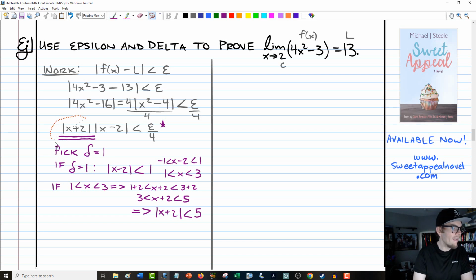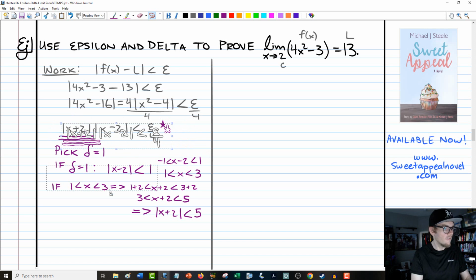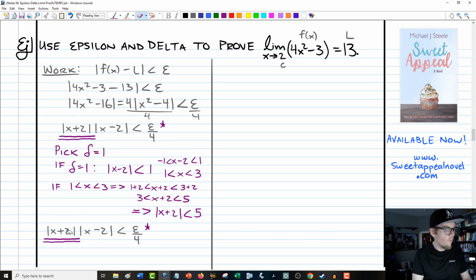So if we go back to this line that we had, and I think it's going to let me copy it. Heck yeah. So based on that, we can return to this point, and we can replace the absolute value of x plus 2 with 5. Right? That makes sense, because of course it's always going to be less than 5. So based on that fact, we can go over here and say, okay, cool. If that's less than or equal to 5, this is always going to be true. We can divide that over, and we're going to end up with the absolute value of x minus 2, which is, by the way, the absolute value of x minus c, the thing we wanted. That's going to be less than epsilon over 4 divided by 5, which is epsilon over 20.